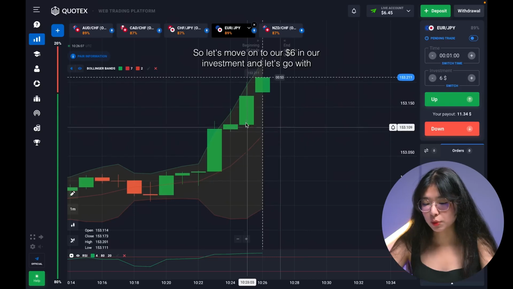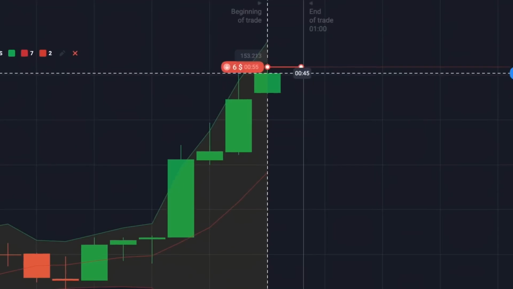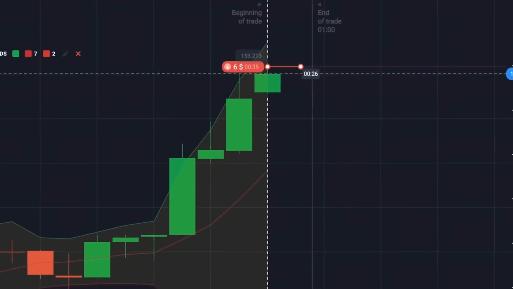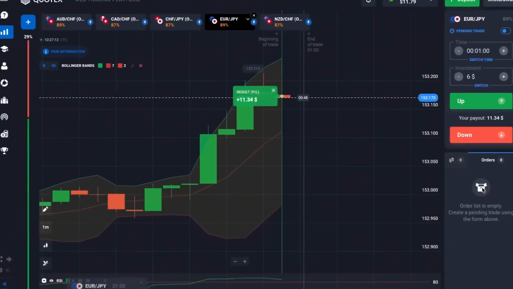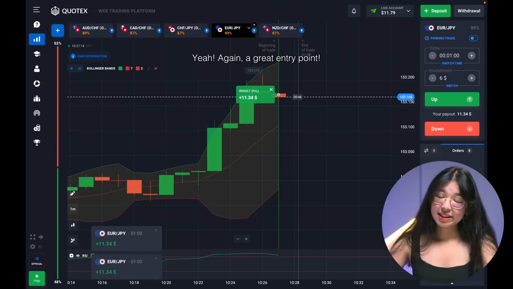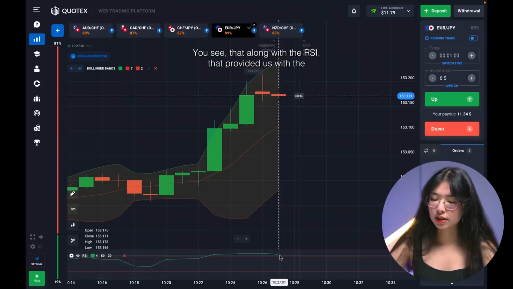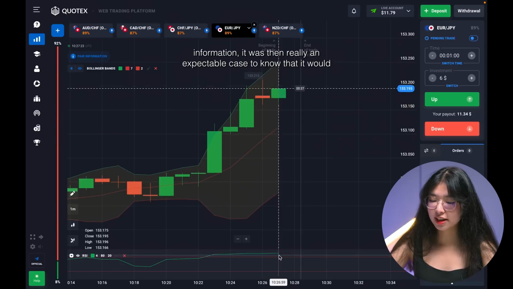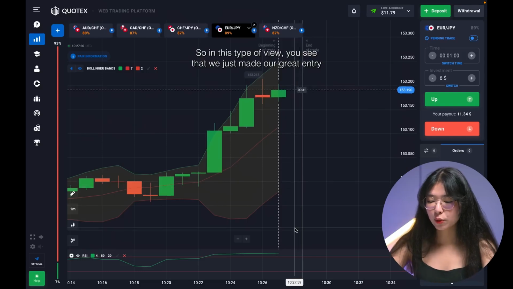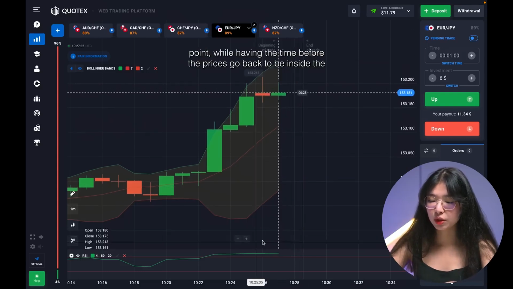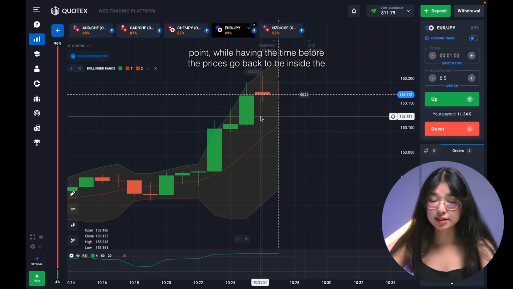Okay, in our investment box, and let's go with the put option right now. Again guys, again a great entry point. You see that along with the RSI that provided us with the information, it was really an acceptable case to know that it would go a bit lower. So we just made our great entry point before the prices went back inside the RSI corridor.